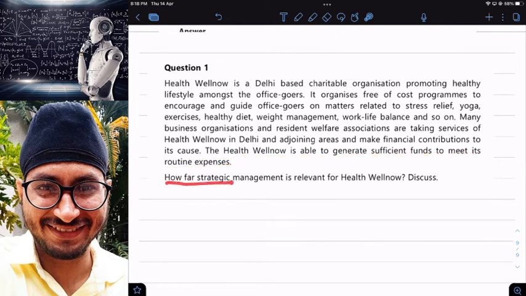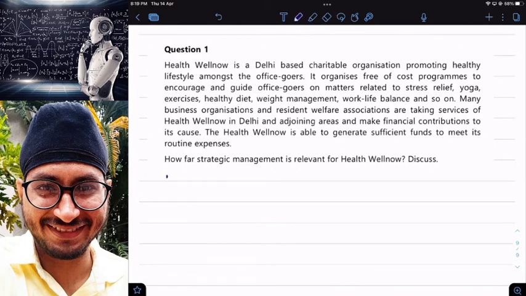How far is strategic management relevant for Health Well Now? Discuss. Tell me, is strategic management applicable for non-profit organizations? Yes or no? Yes. So can I write point number one something like this?